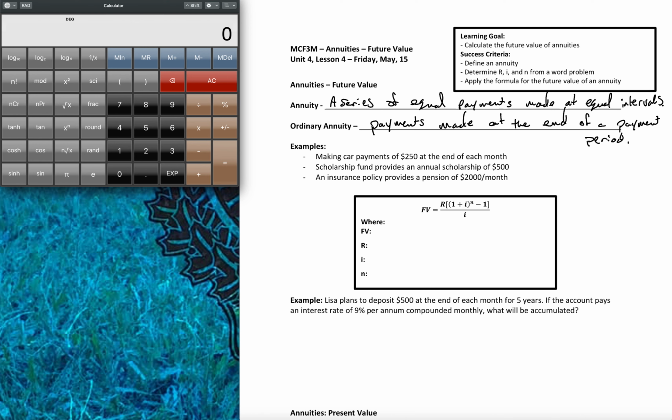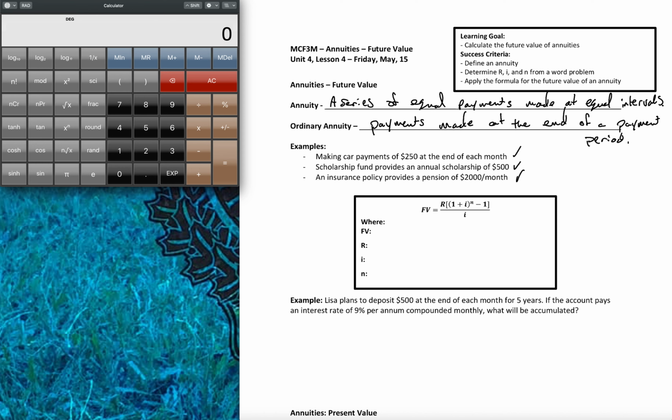Now, again, we'll go through some examples here. Making car payments of $250 at the end of each month. A scholarship fund provides an annual scholarship of $500. An insurance policy provides a pension of $2,000 per month.